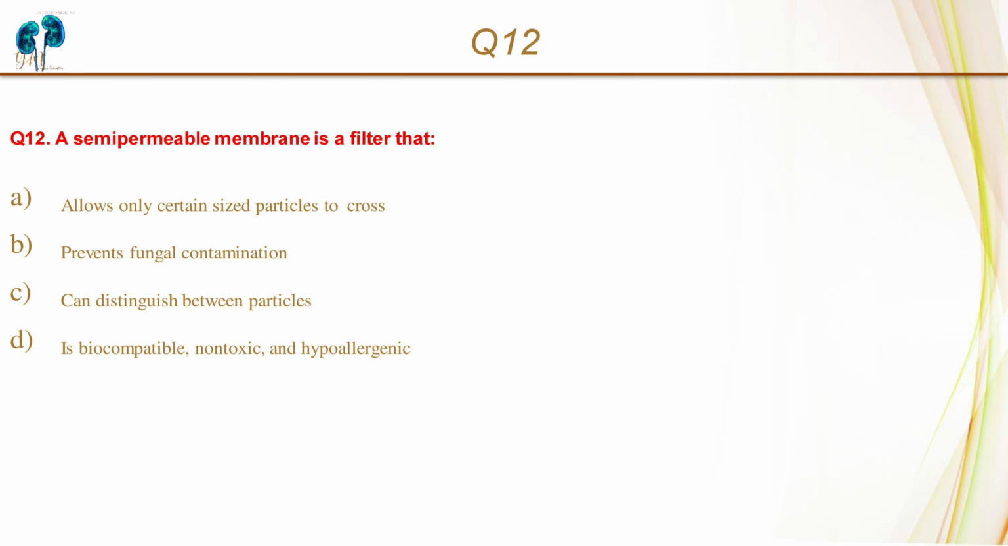Question number 12. A semi-permeable membrane is a filter that: option A, allows only certain size of particles to cross; option B, prevents fungal contamination; option C, can distinguish between particles; option D, is compatible, non-toxic and hypoallergenic. The answer is direct because we already discussed it in theory class. A semi-permeable membrane is a filter that allows only certain size particles to cross.